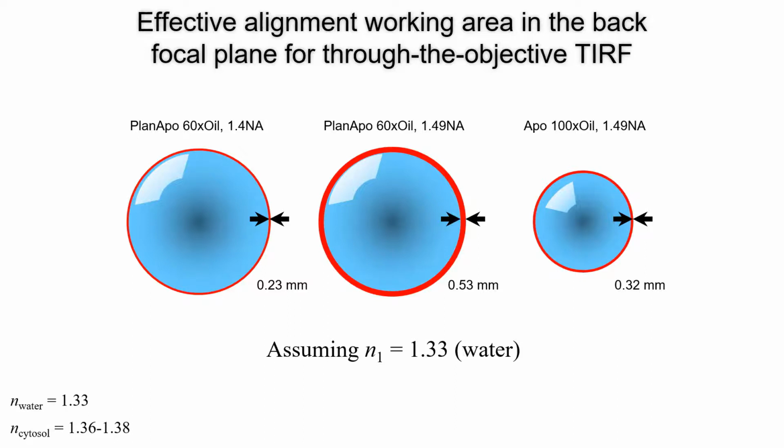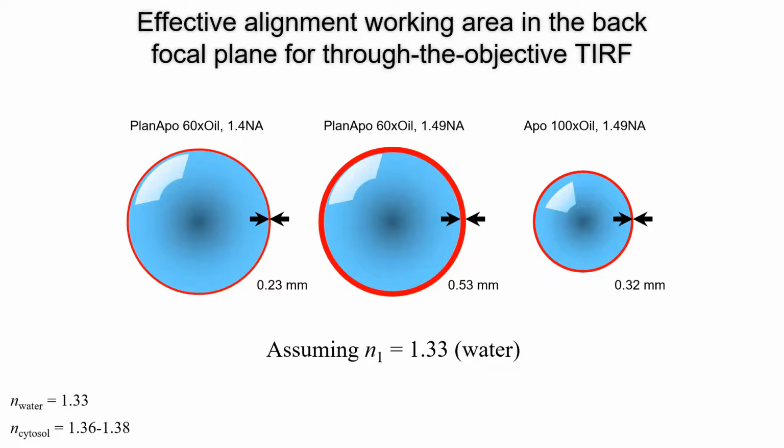The lens in the middle, however, is the same as the one on the left, except with a higher numerical aperture. Note how the shaded region of this lens's backfocal plane has a thickness that is about double that of the one on the left. Then, on the right, we can see that holding the numerical aperture constant and increasing the magnification from 60x to 100x has the effect of again shrinking the annular region where TIRF illumination can be achieved.